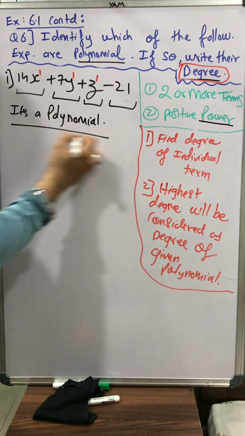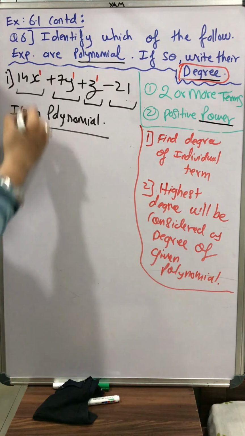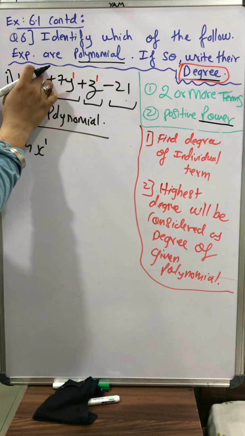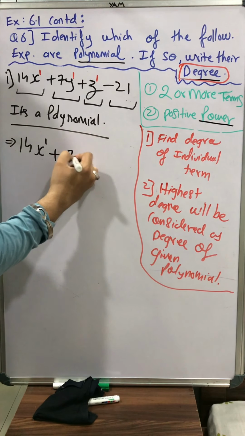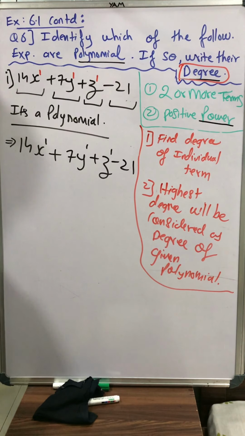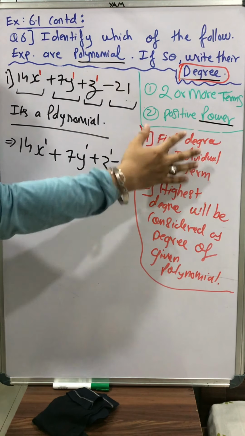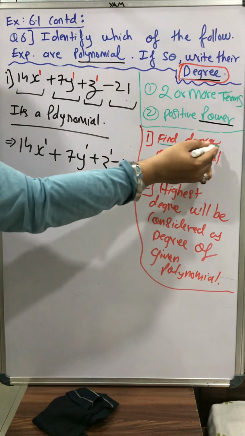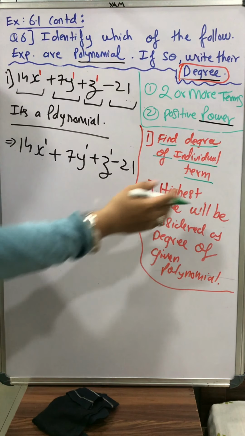Okay. Next. Now I need to find the degree. For finding out the degree, I'll rewrite this given expression. 14x raised to 1. This 1 with orange color I wrote on the board. It was not given. Plus 7y raised to 1 plus z raised to 1 minus 21. Okay, this is the given question. Okay, students, now let's find the degree. To find the degree, we have two steps here. Let me reiterate this. Find the degree of individual terms.